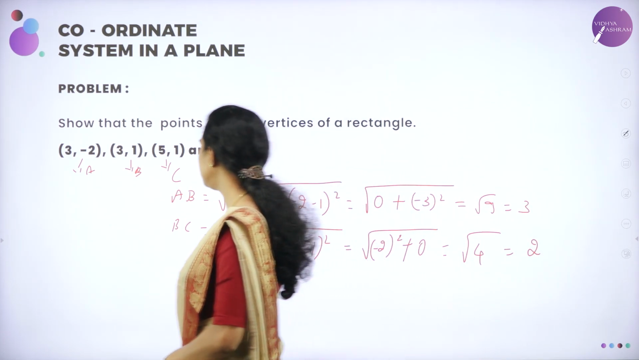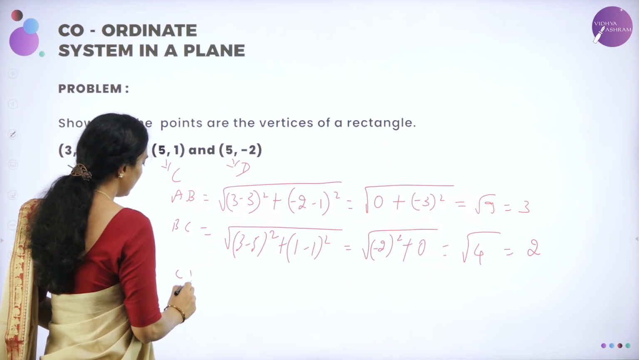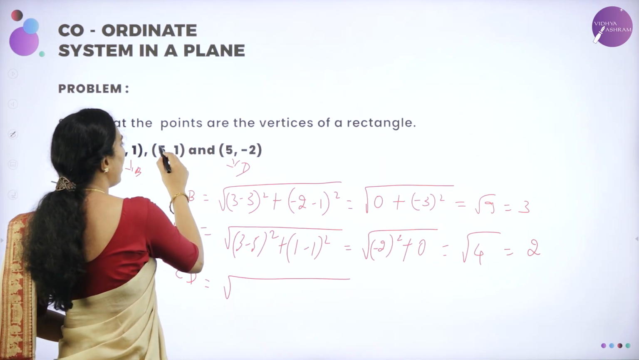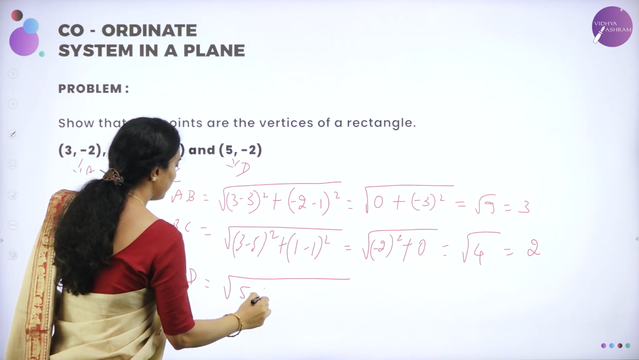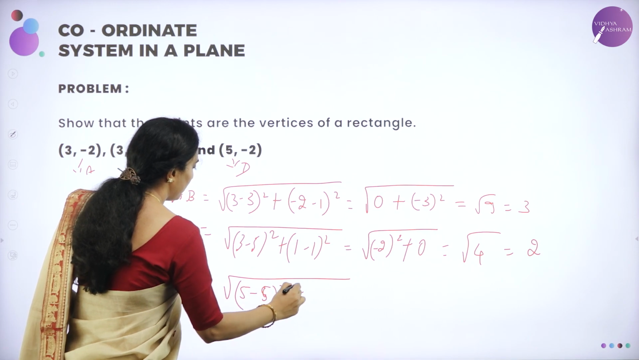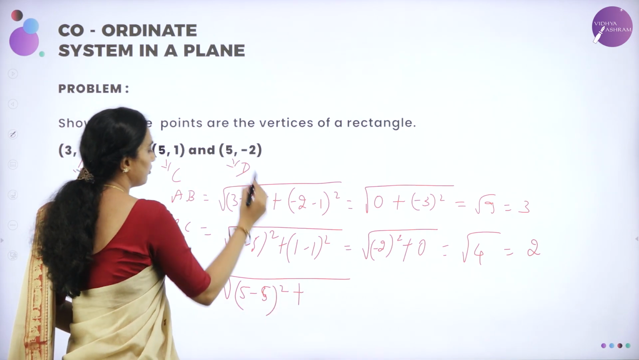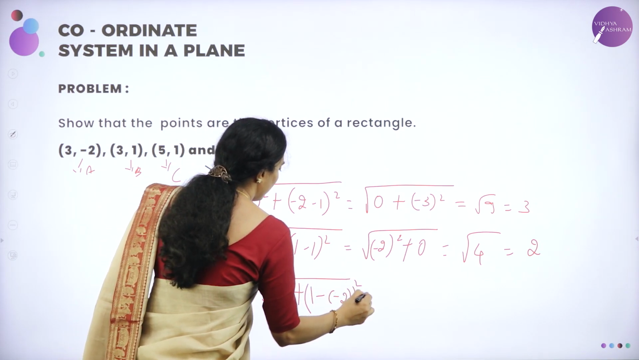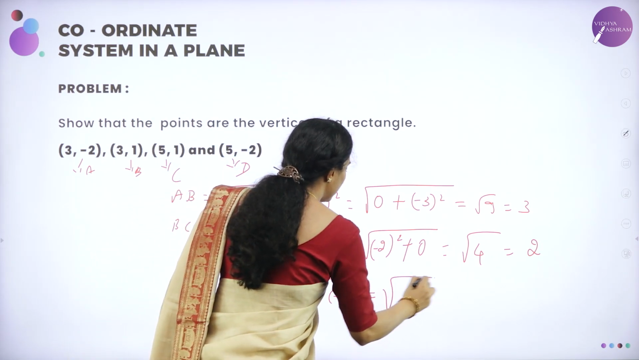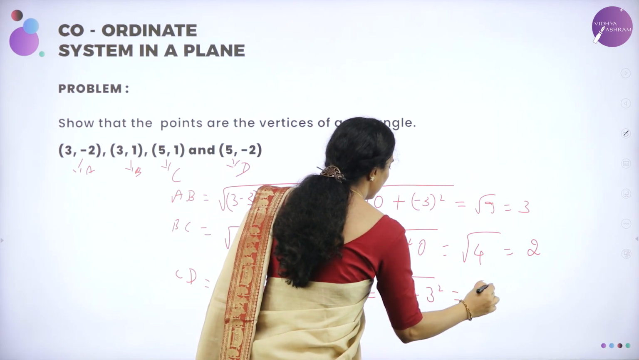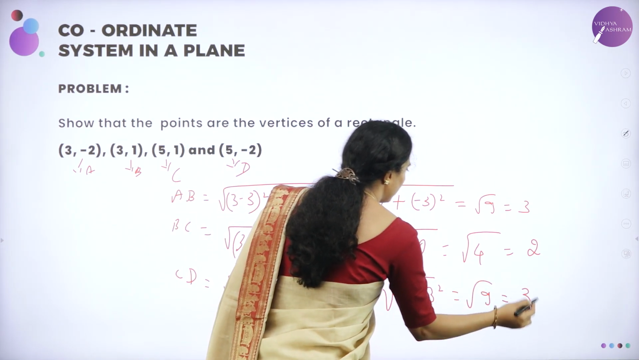We'll be moving on to CD. What is CD? CD will be equal to square root of 5 minus 5 whole square plus 1 minus of minus 2 whole square, which will be equal to square root of 0 plus 3 squared, which is square root of 9, equal to 3.